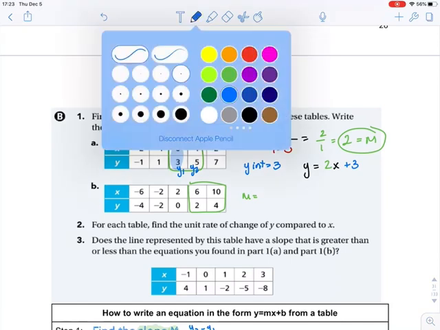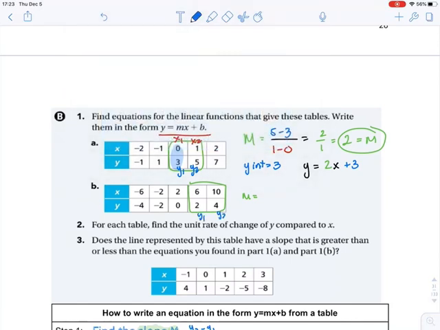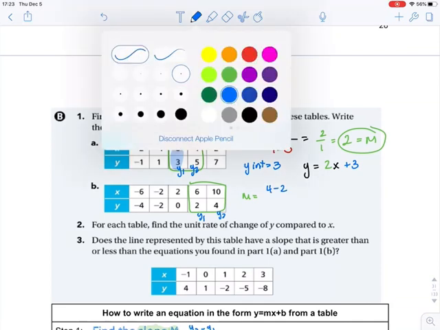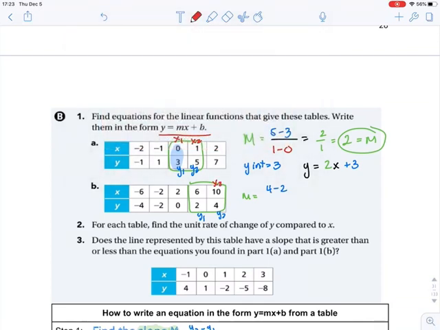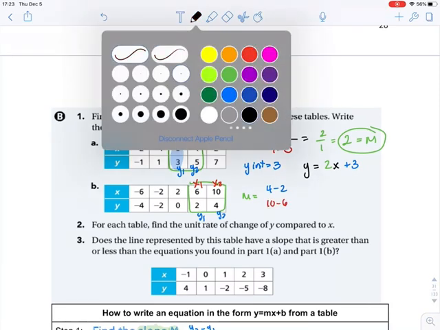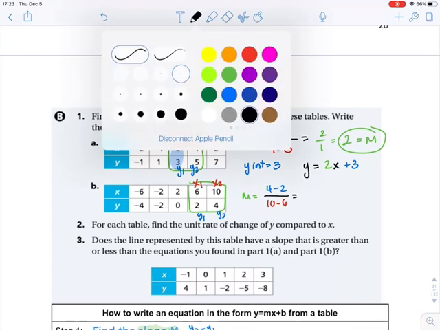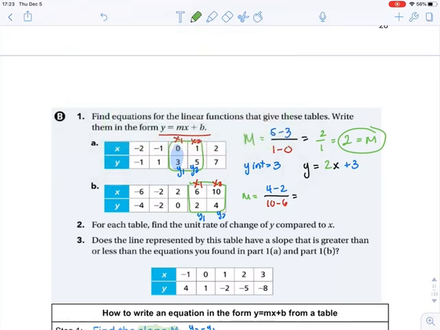So there we go. Y2, Y1. 4 minus 2. This one, x2 and x1 over 10 minus 6. We end up with a y value of 2 over 4, which reduces to 1/2. That is our slope.